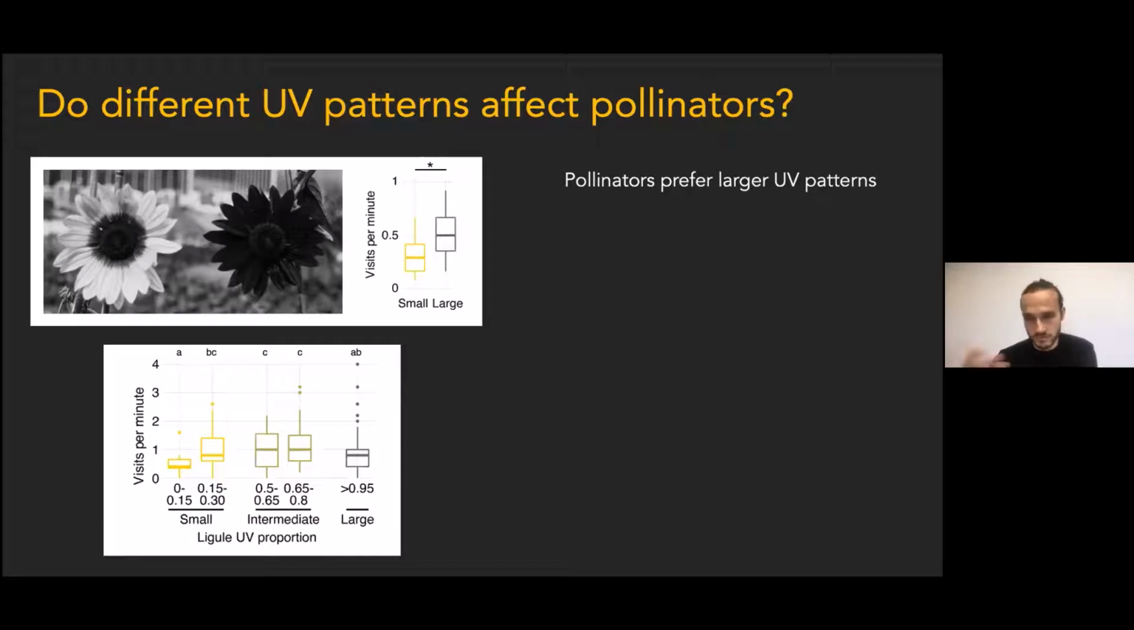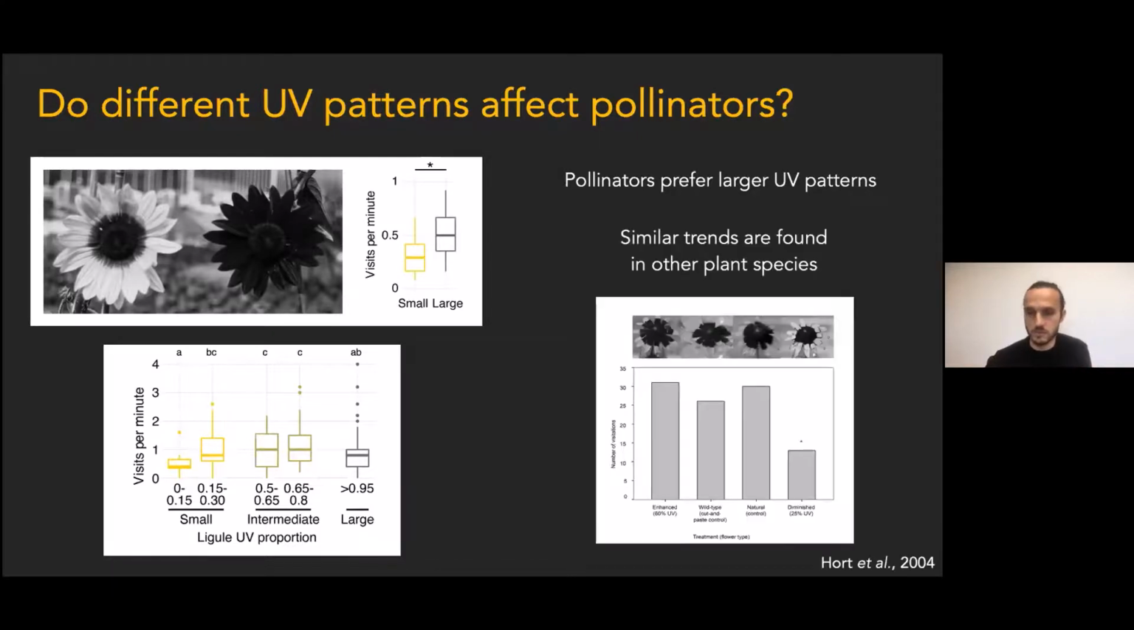So they receive more visits, and in particular, what stands out is that very short plants with very short UV patterns tend to be less attractive to pollinators. And this is consistent with what has been found in other species. For example, this experiment in Rudbeckia, where they artificially altered the length of UV patterns by cutting and pasting petals, they found again that plants that had shorter UV patterns tend to be less attractive, while plants with large UV patterns tend to be more attractive to pollinators.